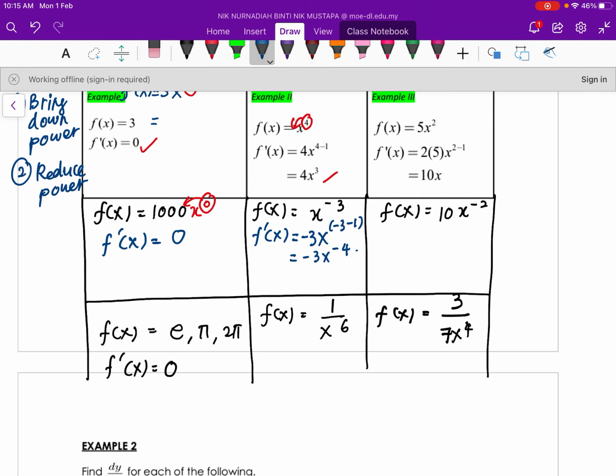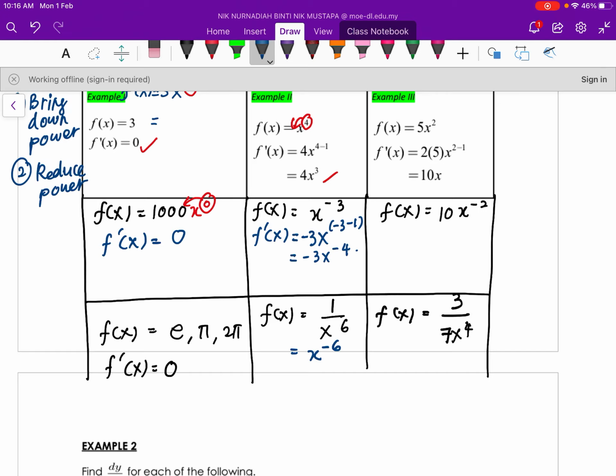f(x) equal to 1 over x to the power of 6. So, for differentiation, okay, kita kena jadikan dia dalam bentuk power dulu. So, 1 over x to the power of 6, this one is equal to x to the power of negative 6. Okay, bawa dia dulu ke atas. And then only you can carry out the differentiation by using the method bring down power, reduce power.